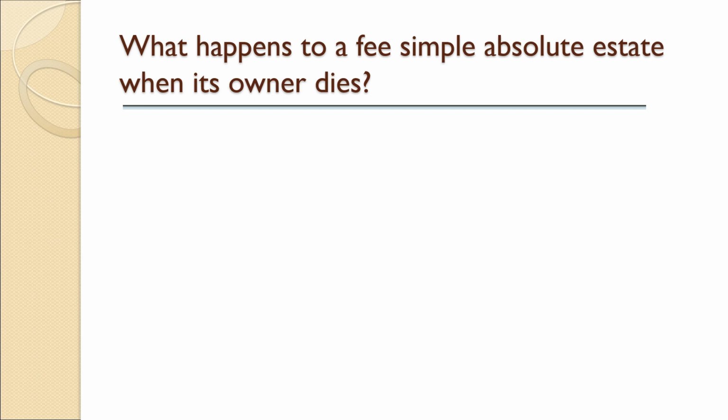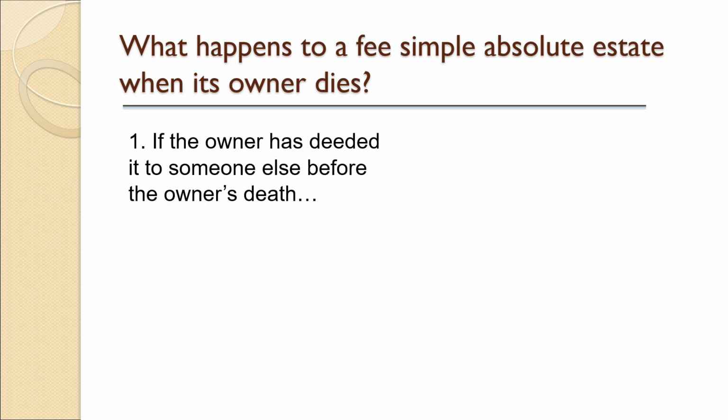So what happens to a fee simple absolute estate when its owner dies? There are actually three possibilities. The first one is that the owner might have deeded the land to somebody else before the owner died, and in that case, the property would be held by the people or person that the land was deeded to. We refer to that individual, if there's just one, as a grantee, or there might be more than one. We call them then grantees.